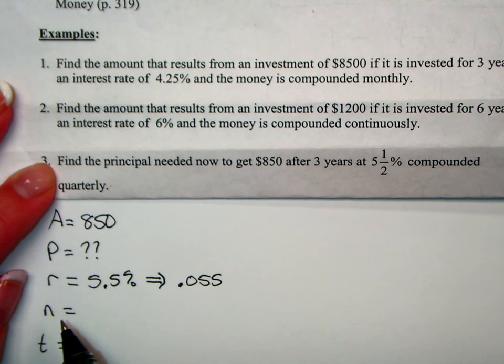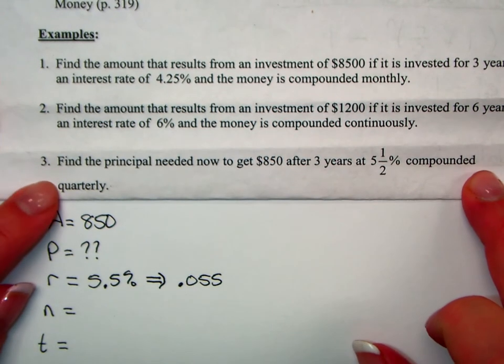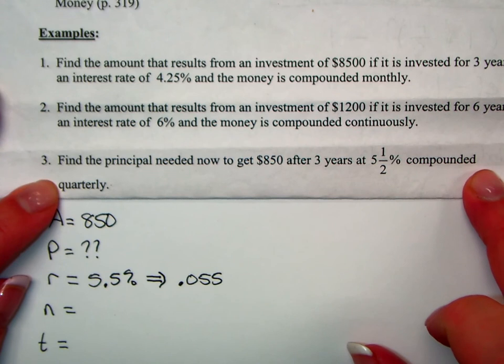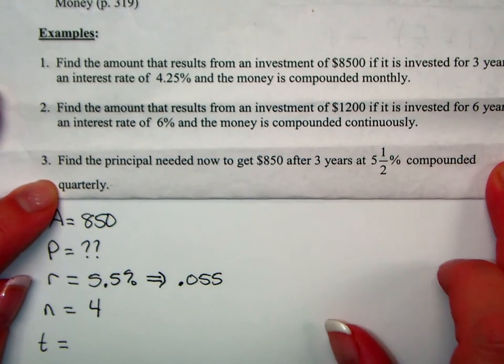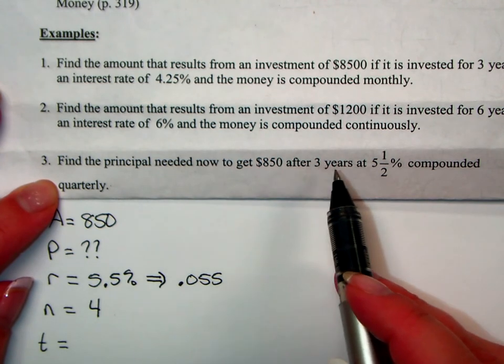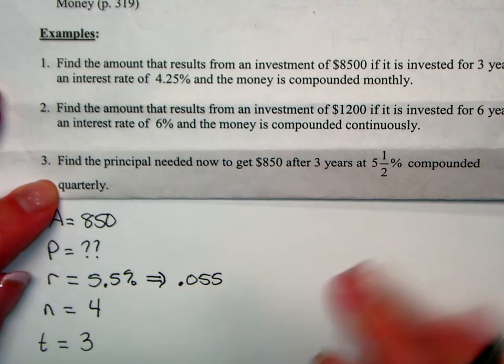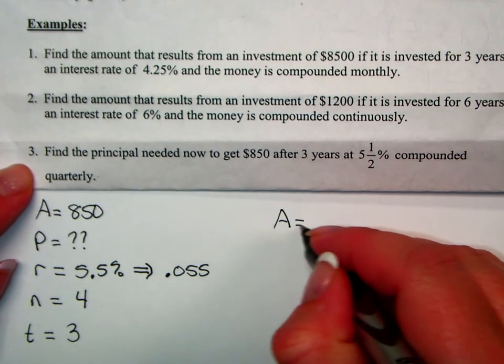N is the number of times it's compounded, right? So this one says it's compounded quarterly. Quarterly means 4 times a year. So I'm going to plug 4 in for the N value. How much time? Okay, how many years? It says after 3 years. All right, so I'm going to plug those numbers into the formula.